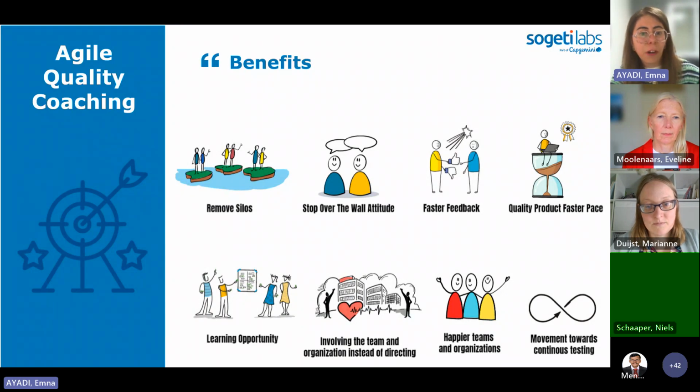And another point, involving the team and organization instead of directing. So we already mentioned that the whole team is already involved, and you can involve different teams across different squads. So this is a good opportunity to collaborate between all of them, which leads to happier teams and organization. And we already mentioned that we are building in quality, we are moving toward continuous testing. So in every development activity, there is a testing activity that corresponds, and this by pairing together, by involving the whole team into quality. So those are a few of the benefits, and I'm sure there are even more.